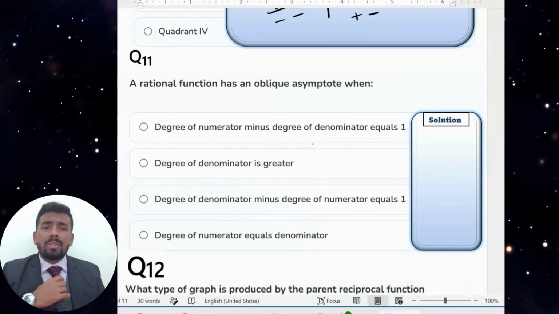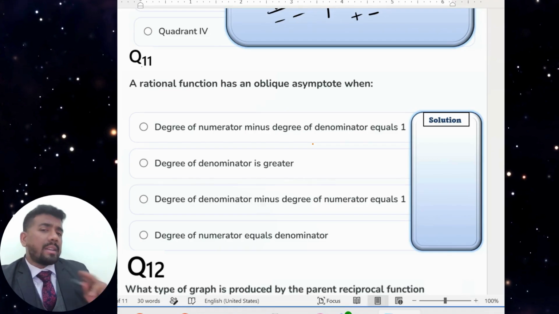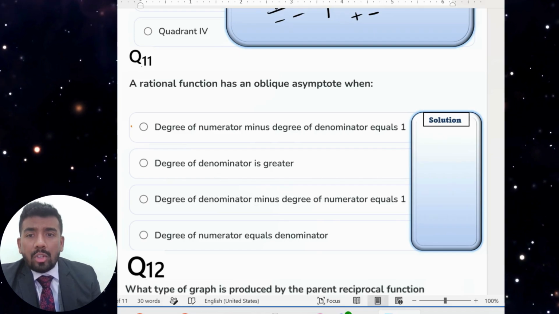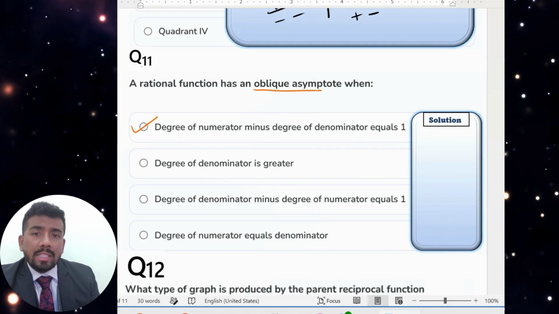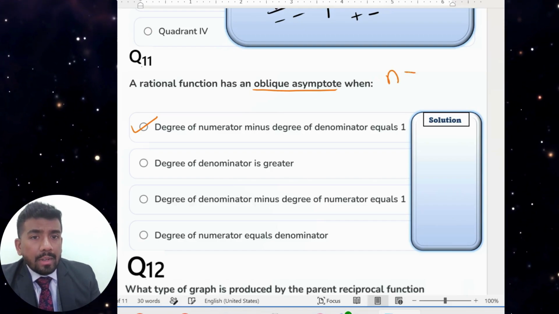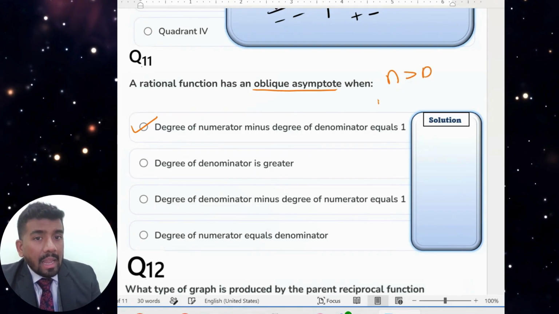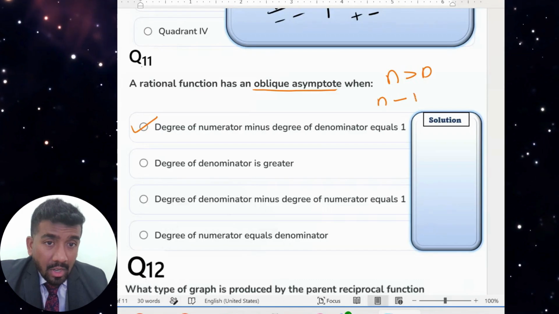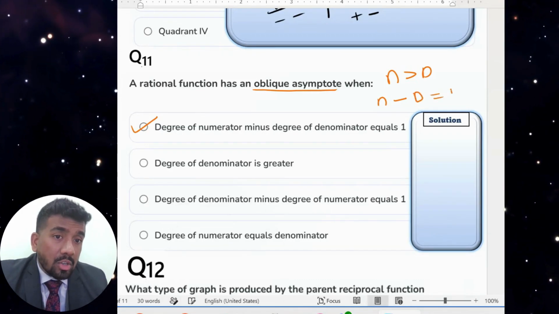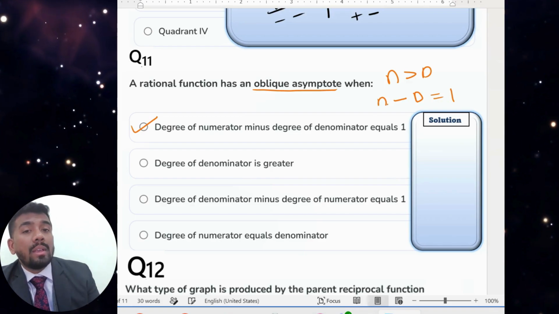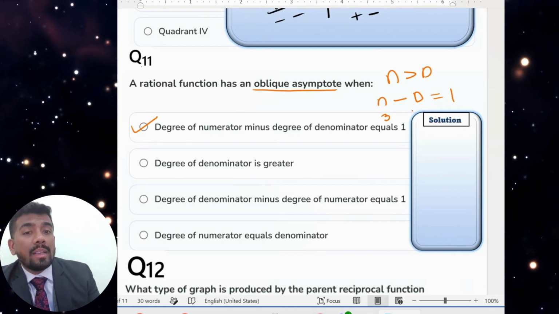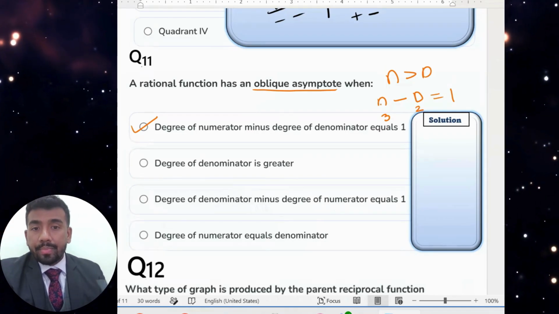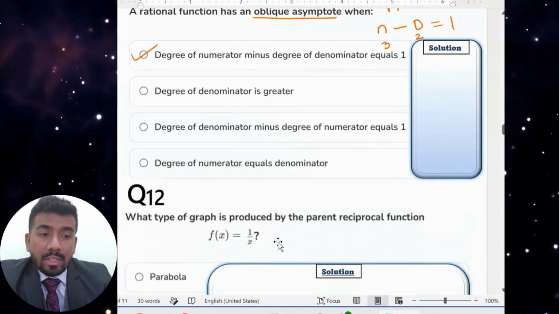What about the rest of the options? Let's check more. Degree of denominator greater, wrong. Degree of denominator minus numerator, wrong. So only the first option is correct. Okay. So for an oblique asymptote, always remember the numerator should be bigger than the denominator, and the numerator should be 1 degree more than the denominator. So if I subtract the denominator degree from the numerator degree, I should get 1. So if the numerator degree is 3, the denominator degree should be 2. So it should be 1 more.